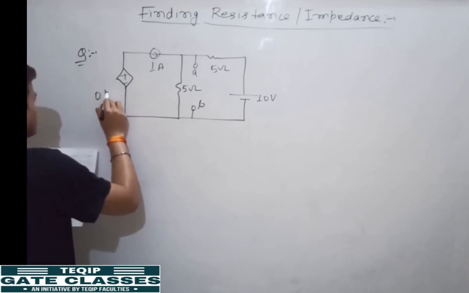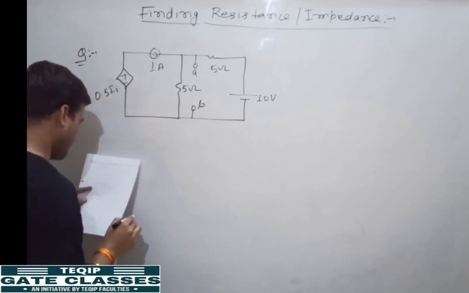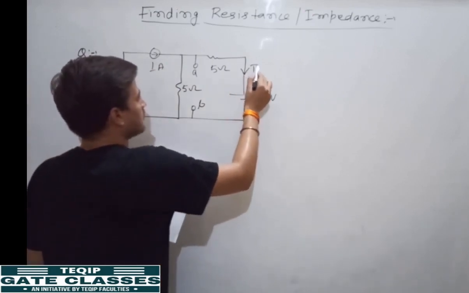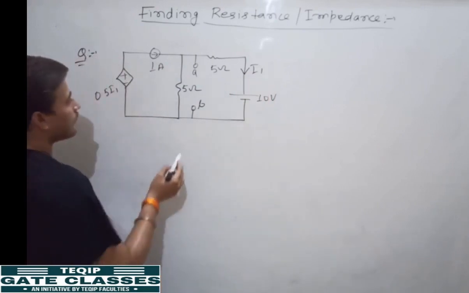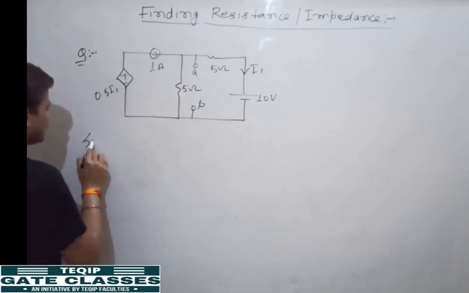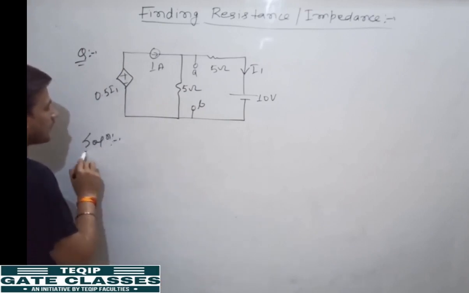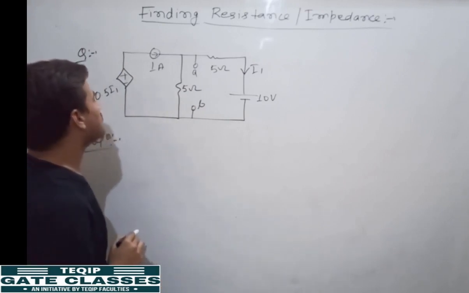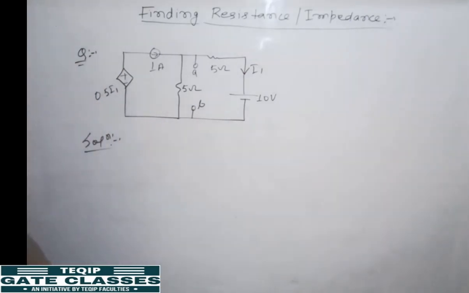Here it is 0.5 I1. This current is given as I1. You have to find RAB. Come to the solution. How will you solve this question?